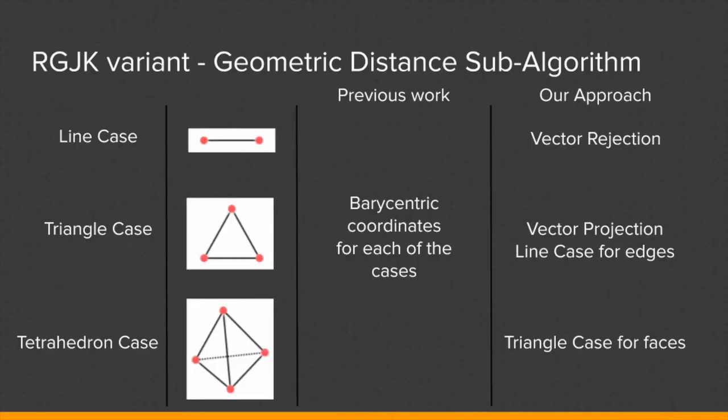We use a variant of the RGJK algorithm that uses a simpler approach to the distance sub-algorithm. In previous work, the barycentric coordinates were used to compute the distance. Here, we use simpler principles from linear algebra. This cuts the total computation time. For details, please see section 3b of our paper.